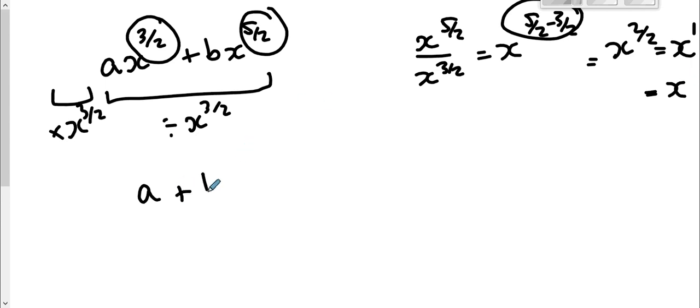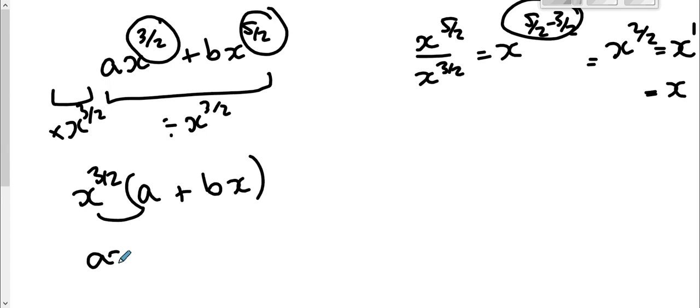So this will come out as a plus bx, but of course I have to multiply by x to the 3 over 2 as well. So here I've factorized out the x to the 3 over 2. Now I can check by multiplying out that we get back to where we started. So if I multiply that out, I get ax to the 3 over 2 plus bx times x to the 3 over 2.